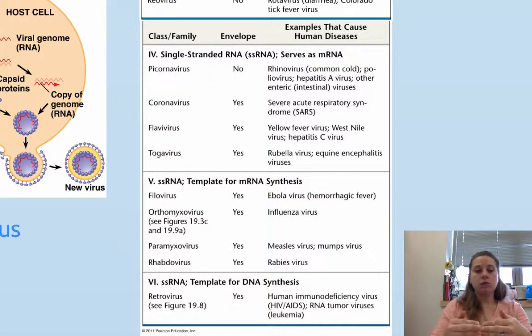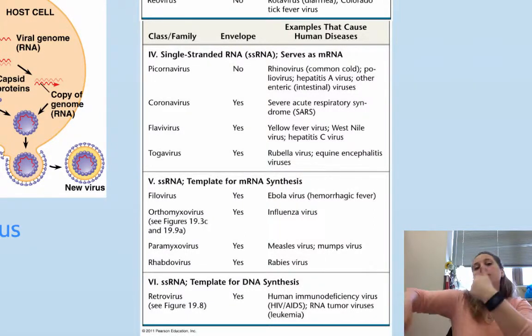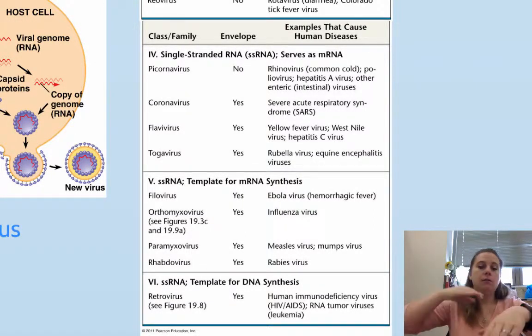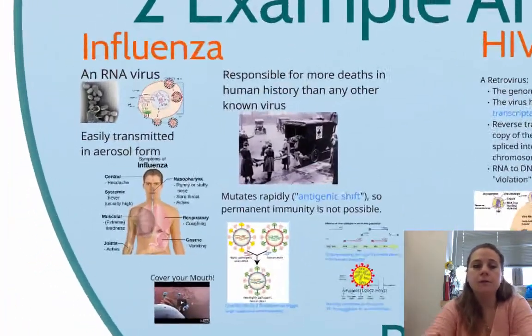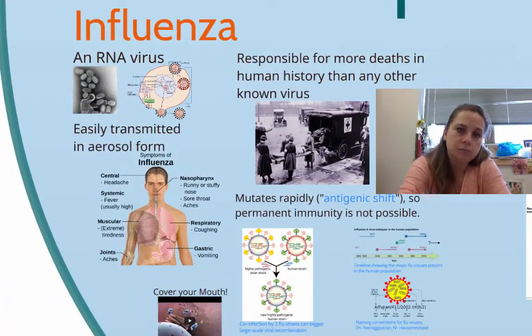So what this retrovirus does, like HIV, is take that single-stranded RNA, reverse transcribe it into DNA, then you've got that genome incorporated in, and that's something like what HIV does. So here are a couple examples of some of those animal viruses, and this is kind of where we'll call it. So you've got your influenza.